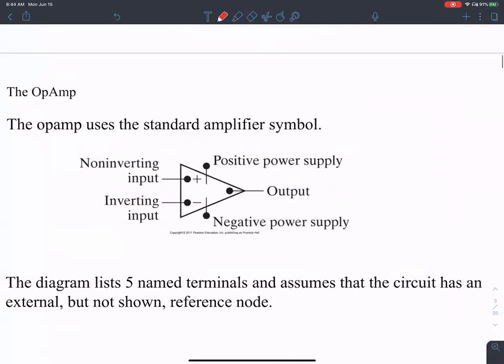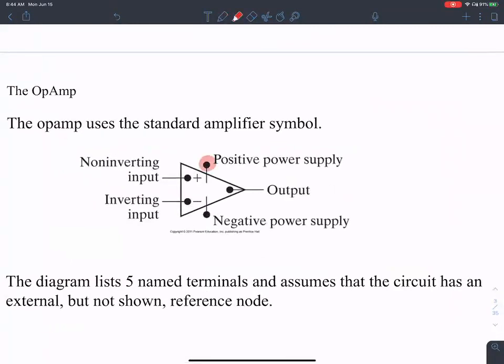All right, so this is something I mentioned earlier. There's a positive power supply, there's a negative power supply. There is input one, there is input two. The difference between the two inputs is amplified.